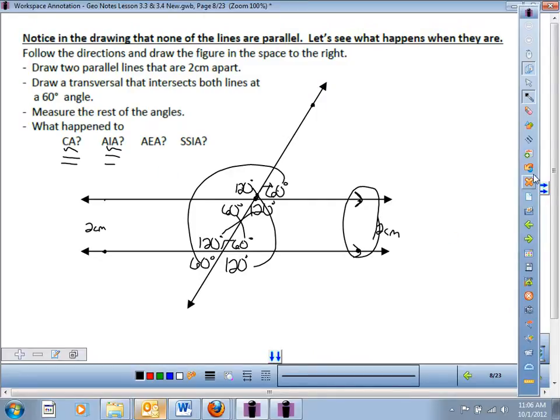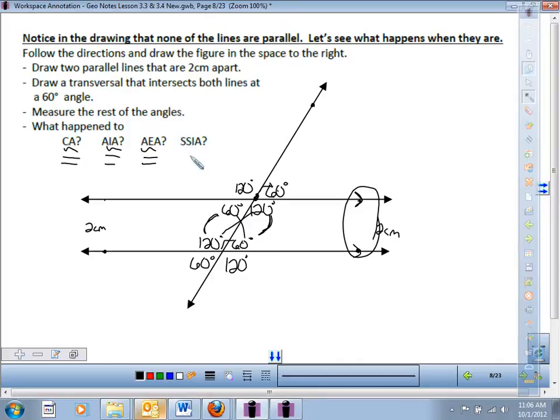Those two guys are congruent as well. Now, here's the trick to this. Here's the tricky part. What about SSIA, the same side interior? That would be these two and these two. Those aren't congruent. One's obtuse, one's acute. But if you add those two guys together, that's 180, that's 180.